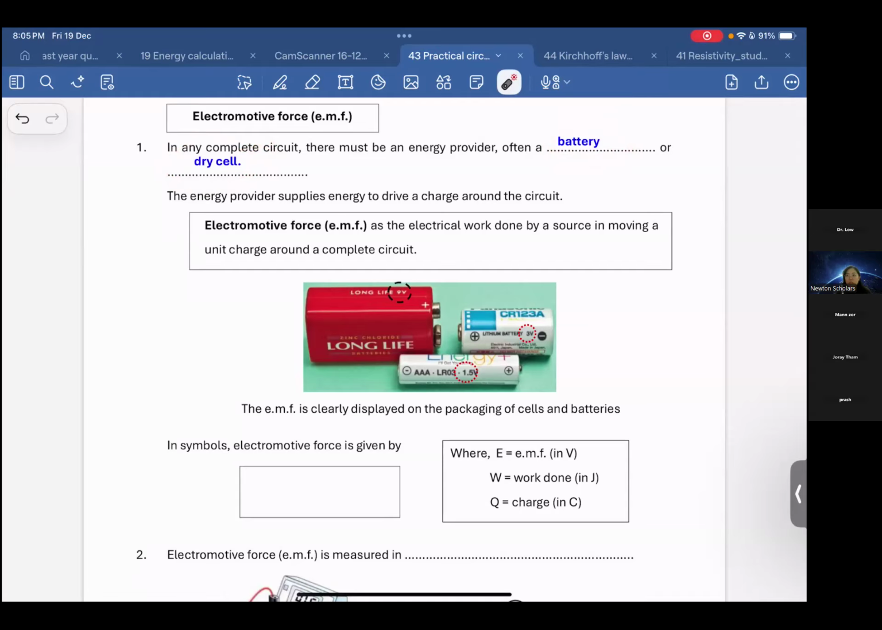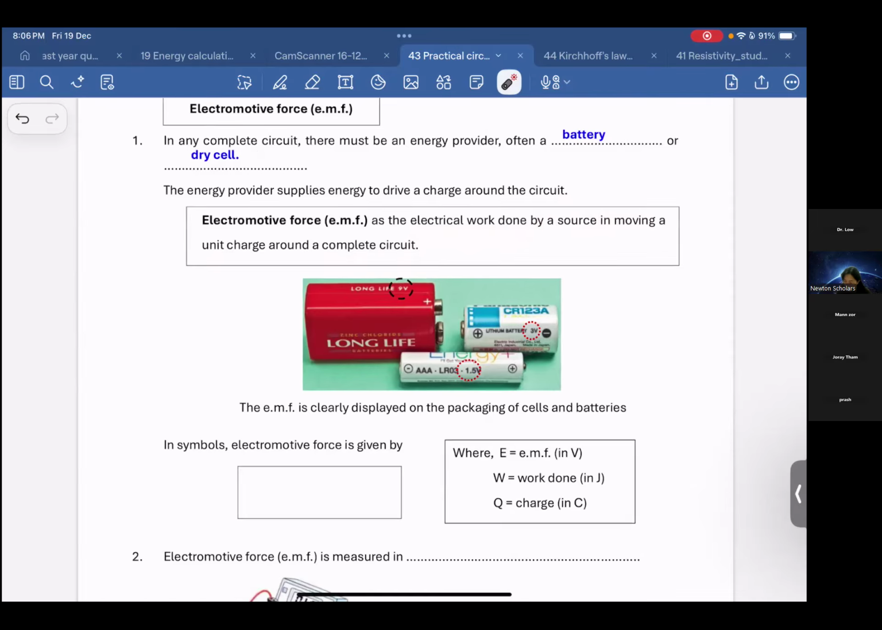A connected component, we cannot say that is EMF. EMF is only for the source. So it's the electrical work done by a source in moving a unit of charge around a complete circuit. It makes sure it completes the circuit. Sometimes here we will say energy, but it doesn't matter, work done or energy is the same, because work done is energy transfer.